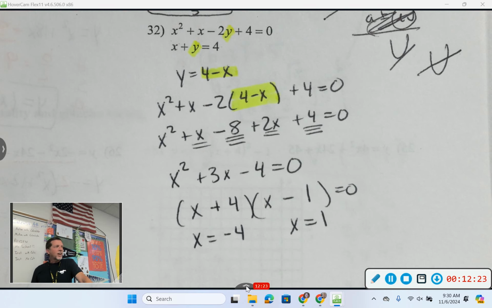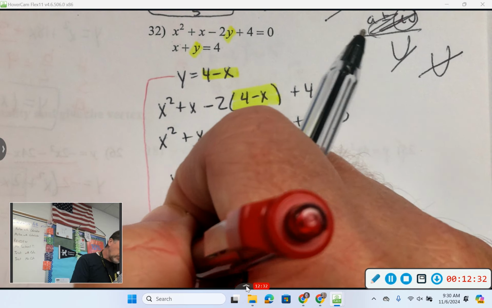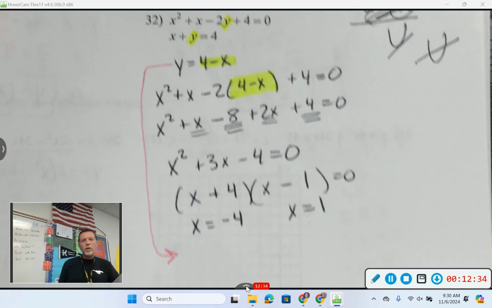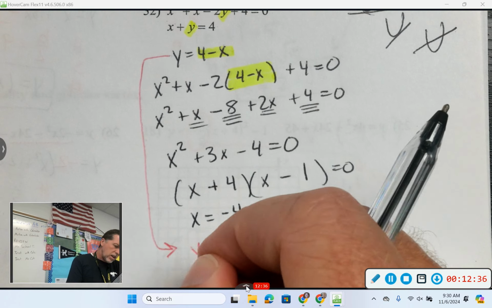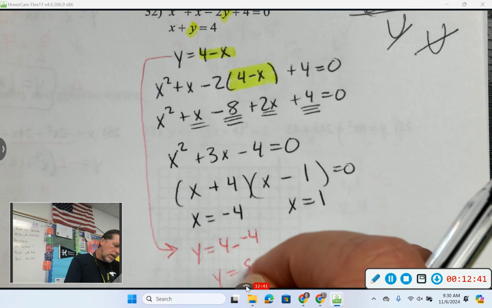All right, let's solve for x. Why am I not done with this problem? I don't have y, so I need to find y. Because we use substitution, we should have an equation for y up there somewhere. So 4 minus negative 4, that would be 8.